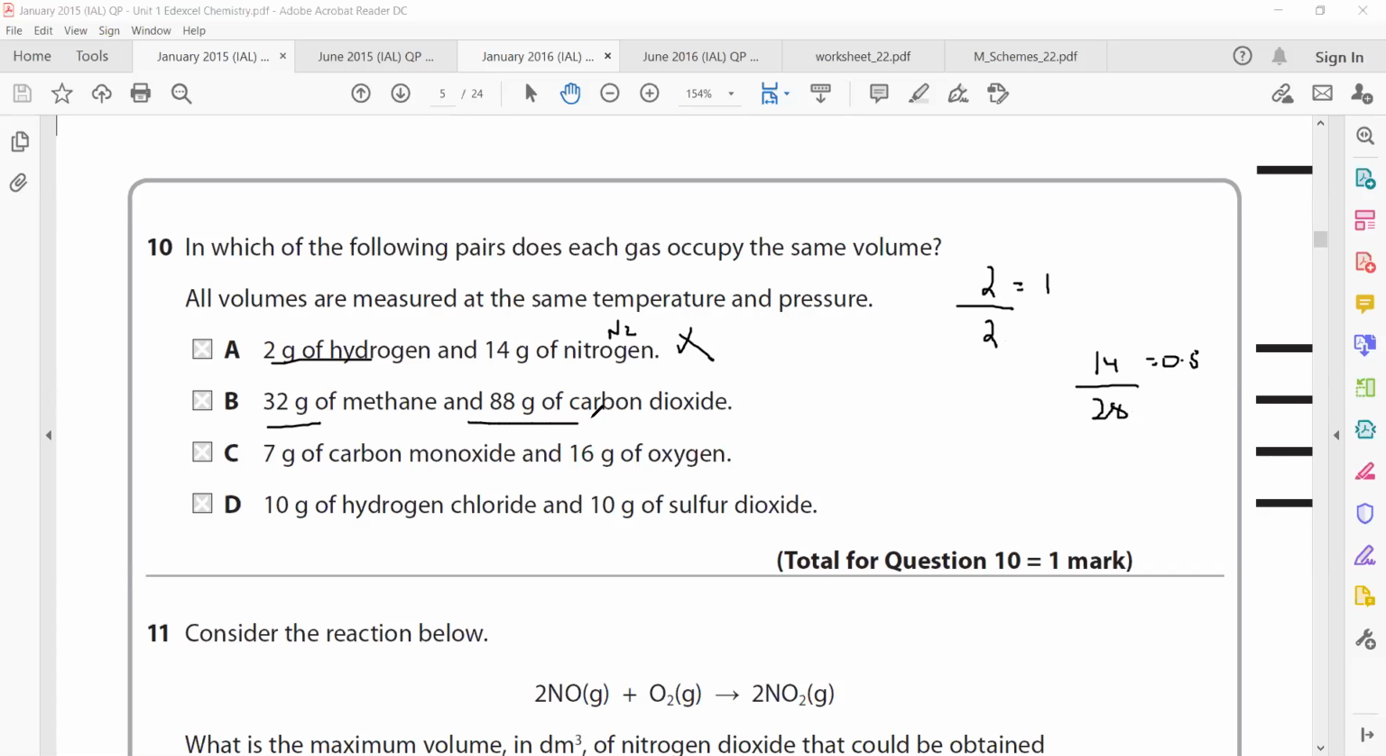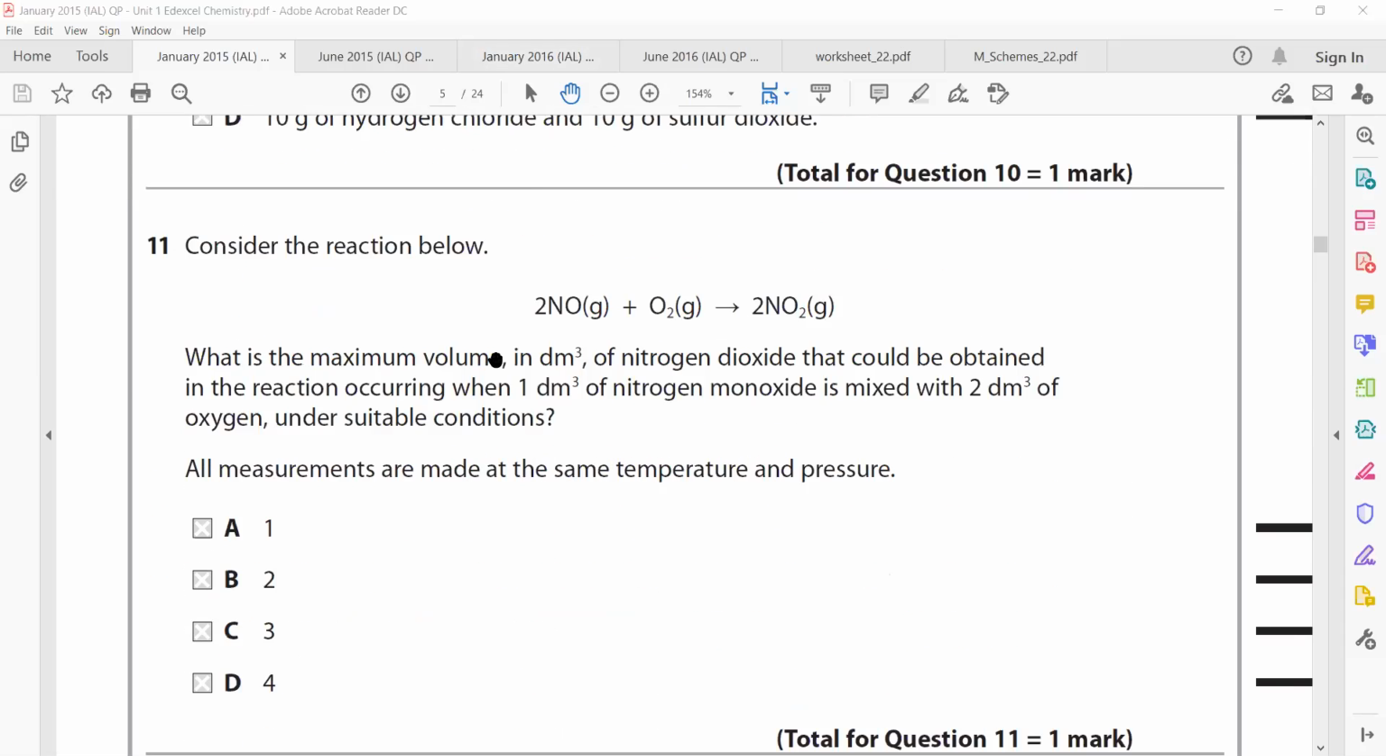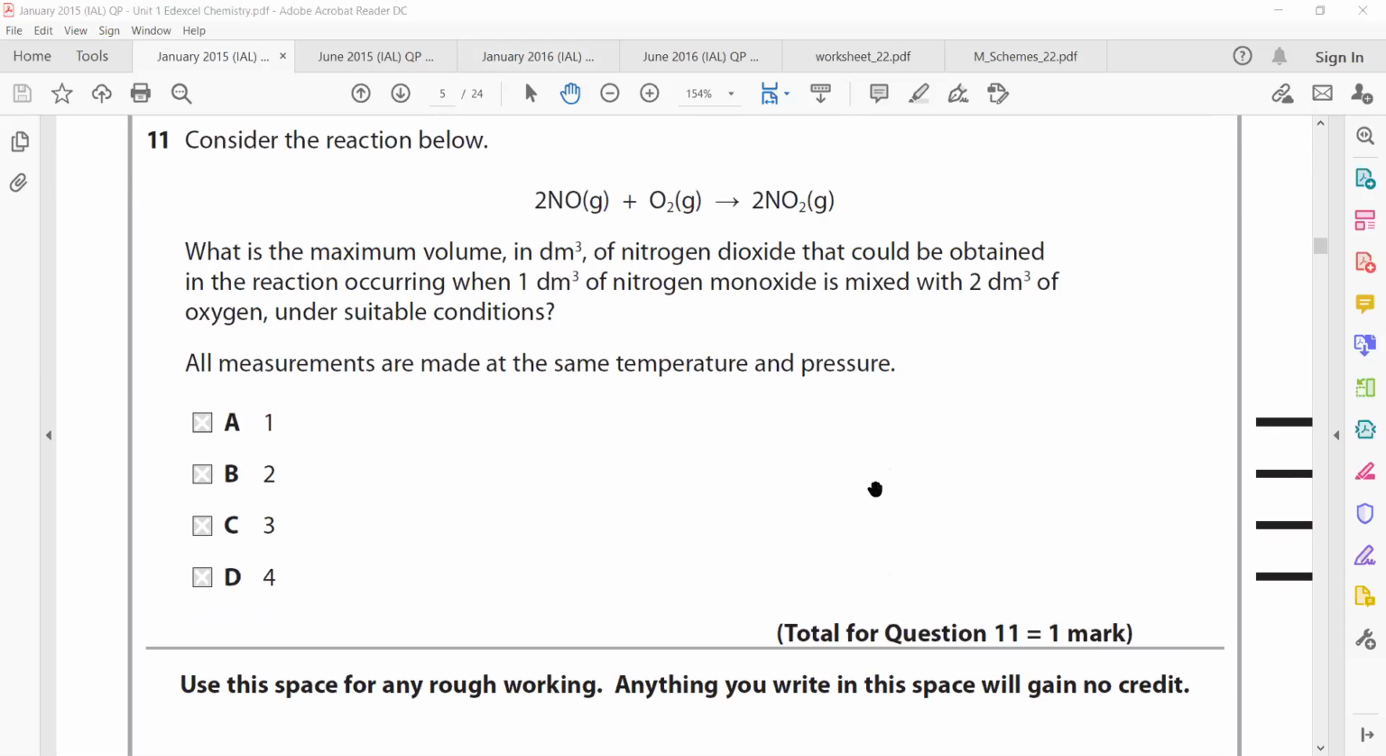32 gram of methane and 88 grams of carbon dioxide. Methane is CH4, so 32 divided by carbon 12 plus hydrogen 4, which is 16. So I will get 2 moles of methane. Carbon dioxide mass is 88. Carbon is 12 plus oxygen 16 multiplied by 2, 32 plus 12 makes 44. So 88 divided by 44, I'll get 2 moles. If the moles of the gases are the same, they occupy the same volume at the same temperature and pressure. That's a condition. Otherwise, if the temperature and pressure are not the same, they will have different volumes.